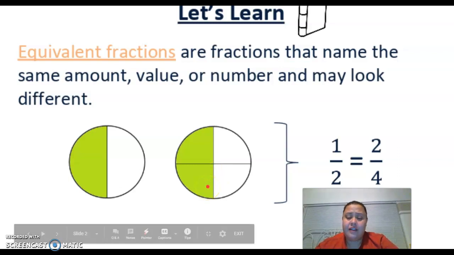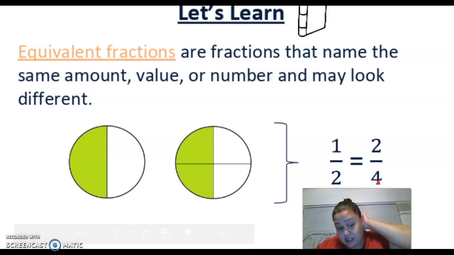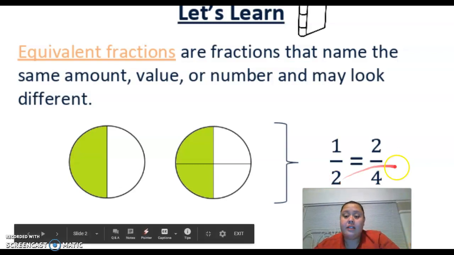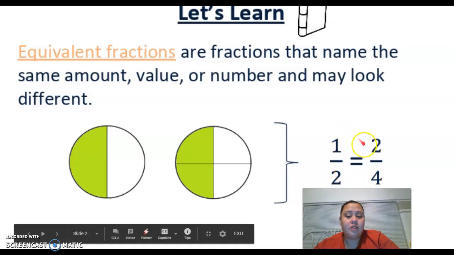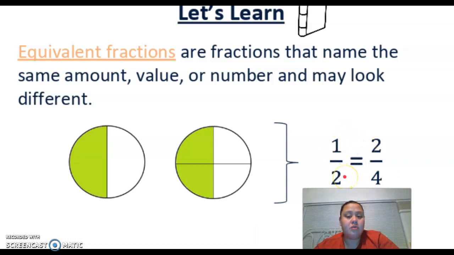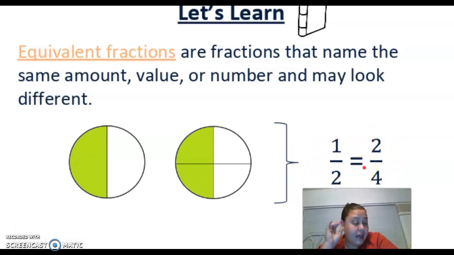Another way you can check if they are equivalent is if I multiply the bottom number. What number did I multiply 2 by to get to 4? And I've shown some of you guys this. Well, in order to get to 4, I had to multiply 2 by 2. 2 times 2 is 4. Well, whatever I do to the bottom, I do to the top. So if I did 2 times 2 to get to 4, 1 times 2 should get you what? And if it gets you 2, then you know these are equivalent. But again, I don't want to get ahead of ourselves. For now, I want you guys to draw them out.